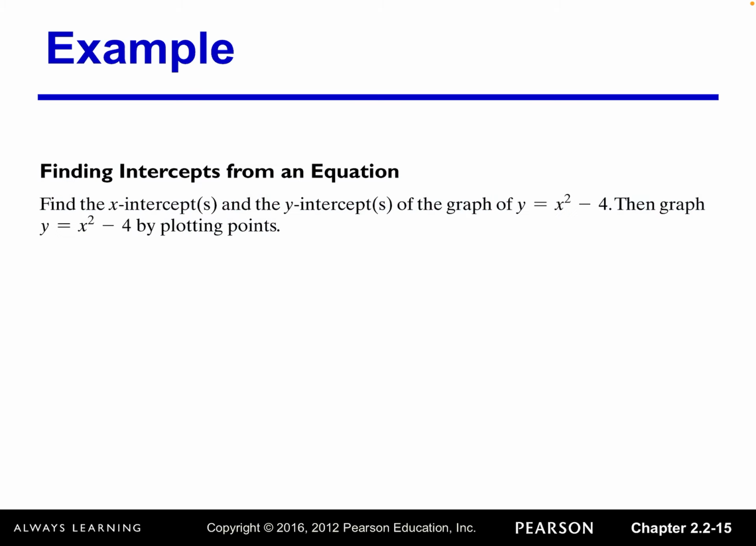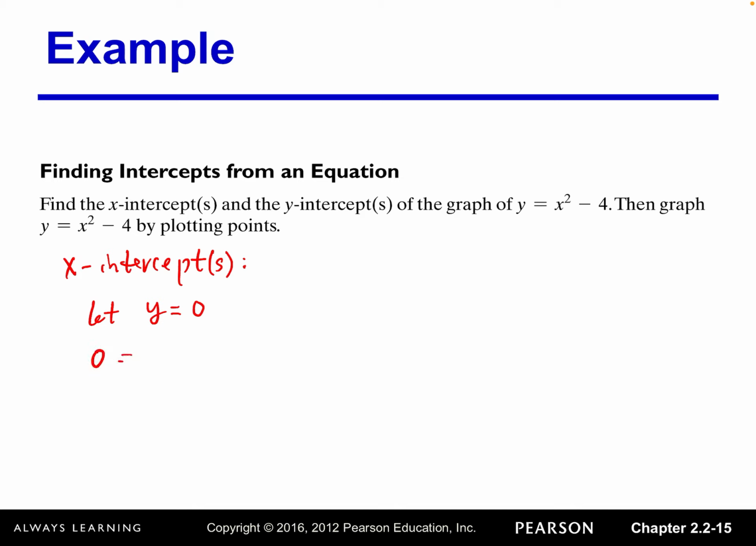So now let's try some examples. Find the x-intercepts and y-intercepts of the graph of y equals x squared minus 4, then graph it by plotting points. So now let's find the x-intercept first. Let's do it one by one. We don't know if there is 1 or 2, so we can just put it like that. Based on the procedure, to find the x-intercept, we need to let the y-coordinate be 0, right? So plug in y equals 0 into the given equation.